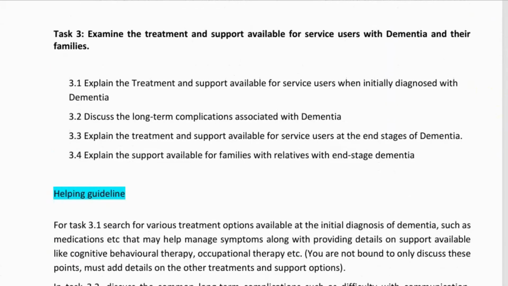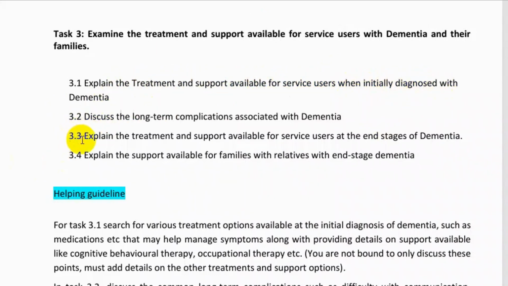Now, here is learning outcome 3, in which for assessment criteria 3.1, there are two parts, and you have to answer both of these parts. First, you need to explain the treatment, and then you have to explain the support available for the service users who are initially diagnosed with dementia. So let's suppose an individual is initially diagnosed with dementia; you have to explain what treatment options and what support options are available for the service users who are newly diagnosed with dementia.